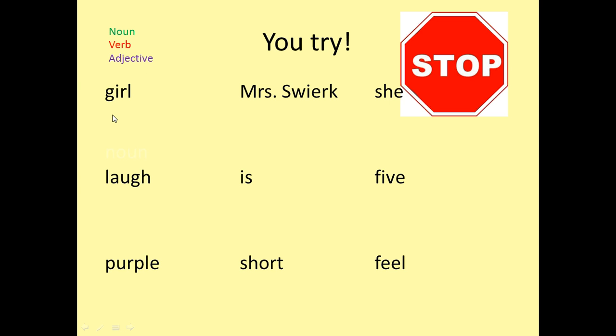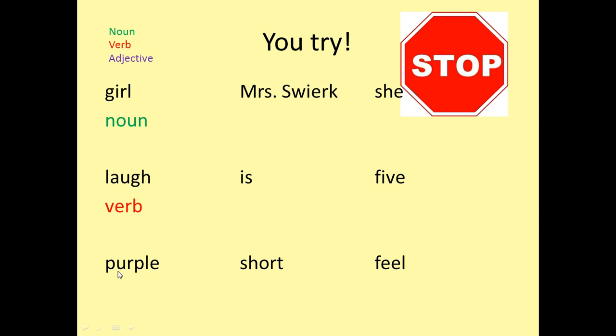If you said noun, you are correct. A girl is a person, so it's a noun. Let's look at laugh. Ha ha ha. Is that a noun, a verb, or an adjective? If you said verb, you're correct. This shows an action that a noun could do. For example, the girl laughs. Laughs is an action, so it's a verb.